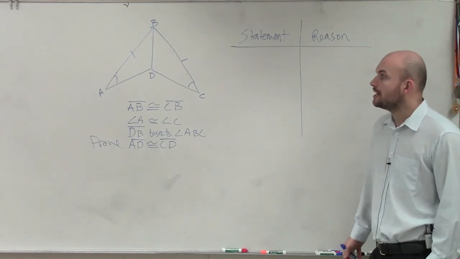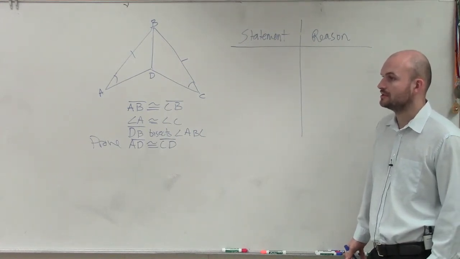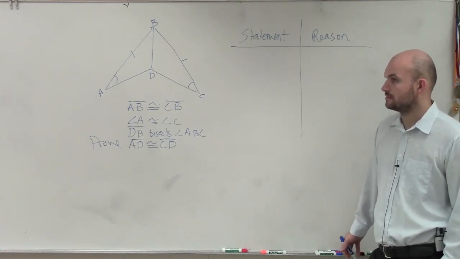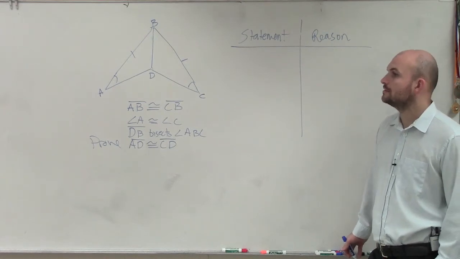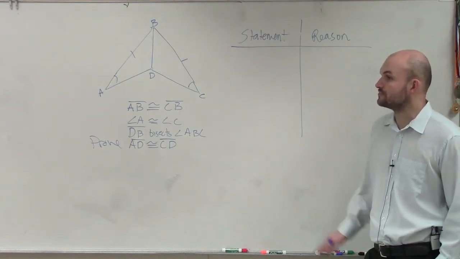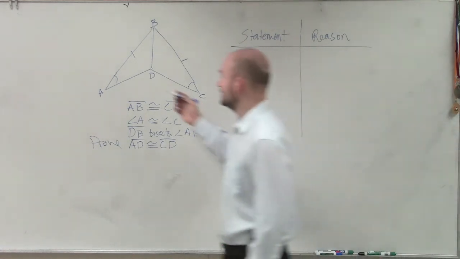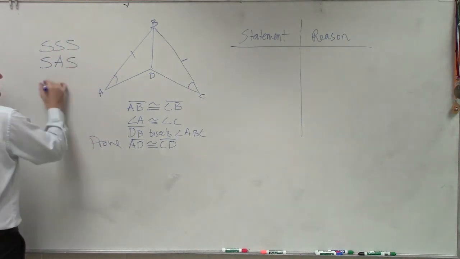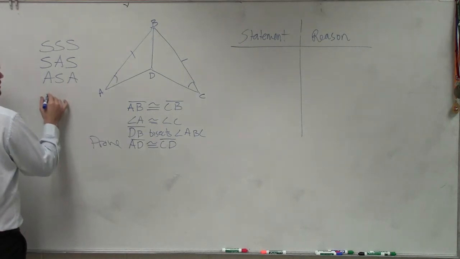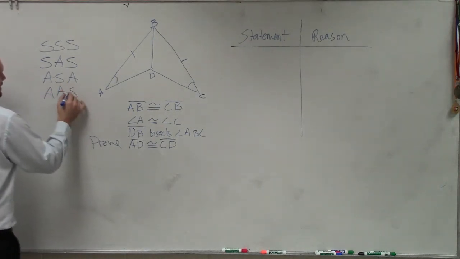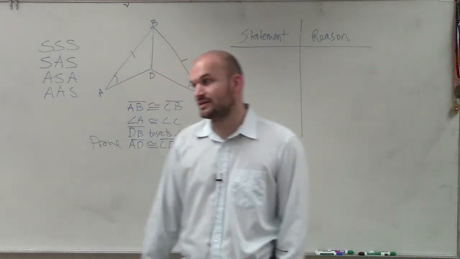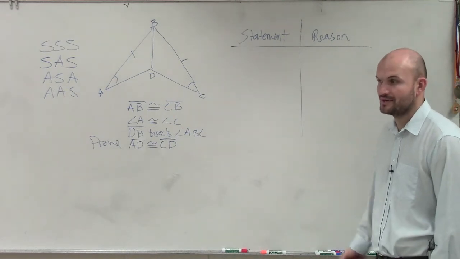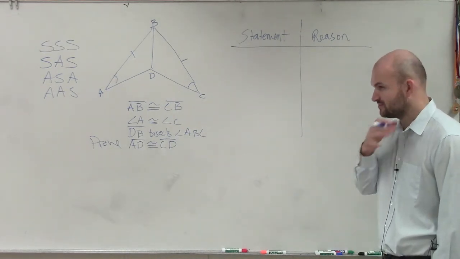How do you know they're congruent? Remember, to prove congruence, we need three things. We need to show side, side, side, or side, angle, side, or angle, angle, side. Right now, all we know is an angle and a side, so we've got to figure out one more angle or one more side. Well, hold on. Let's go through the whole proof.